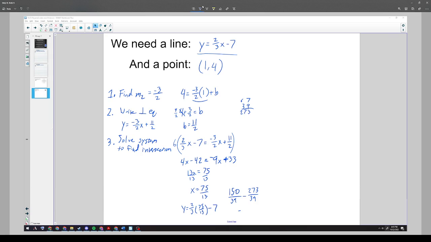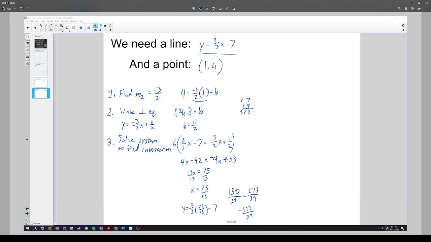So we get negative 123 39ths. And I can't imagine that that simplifies. Oh, it does actually, because this is divisible by 3 and this is divisible by 3. I know that because if I add up all the numbers here, I get 6, and if I add up the numbers here, I get 12. So that actually means both of these should be divisible by 6, is that right? 39, no, 39 is not divisible by 6, so 3 then.